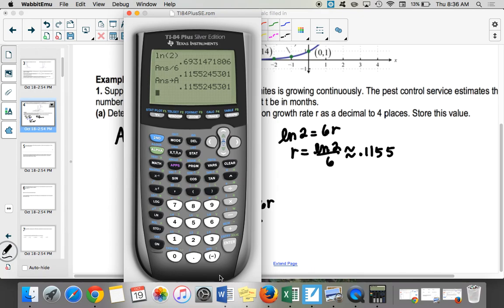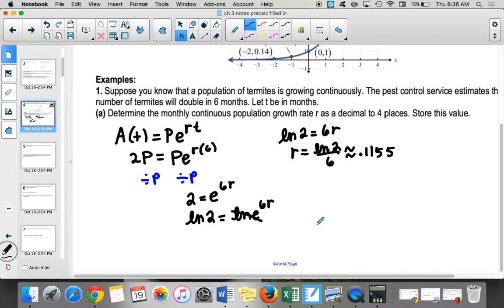Does that make sense? We're going to do that a lot in pre-calc, so make sure we know how to store. Did everybody see it? I know it's kind of hard with the green screen. All right, so I've now stored that as A. So you can write a little note there, like, okay, that's stored as A. So that's our monthly continuous population growth.